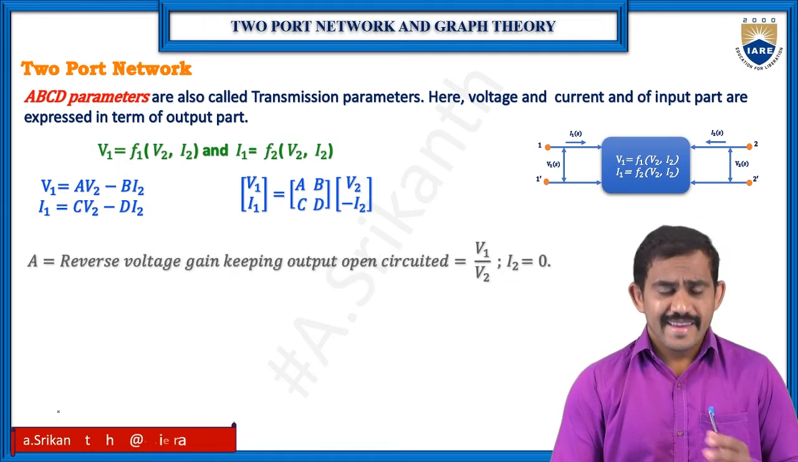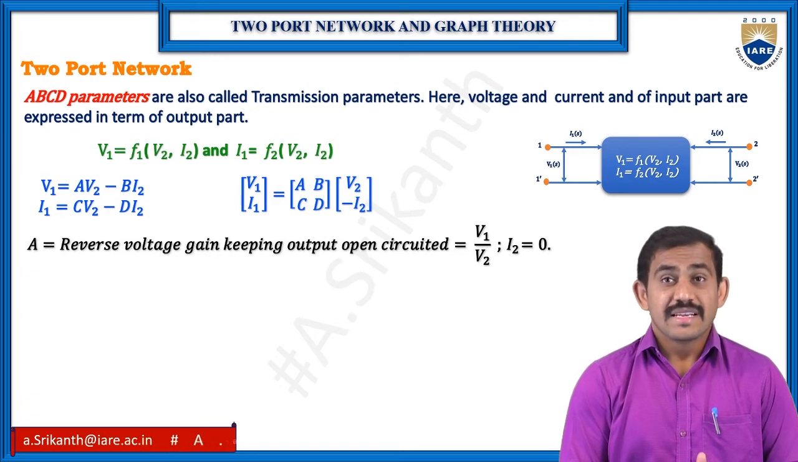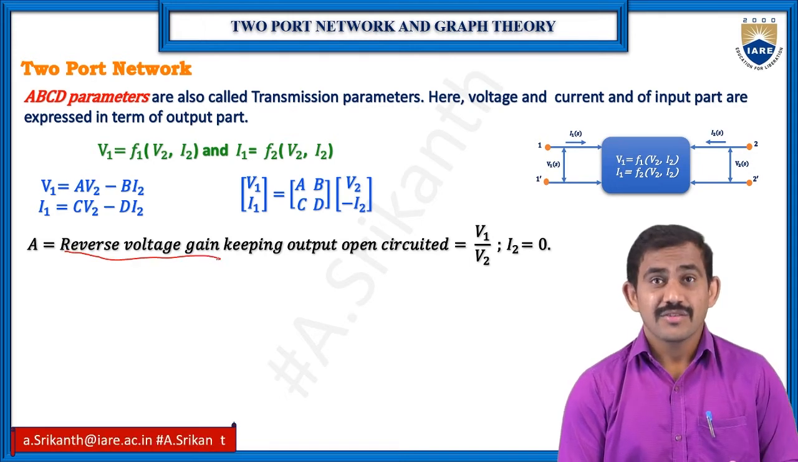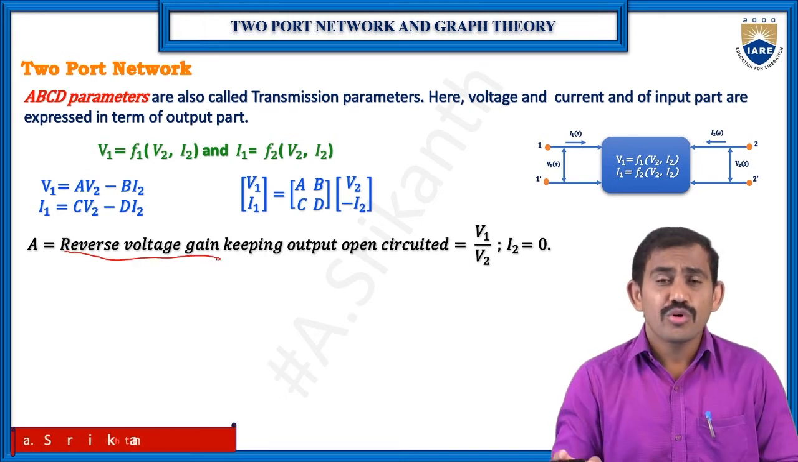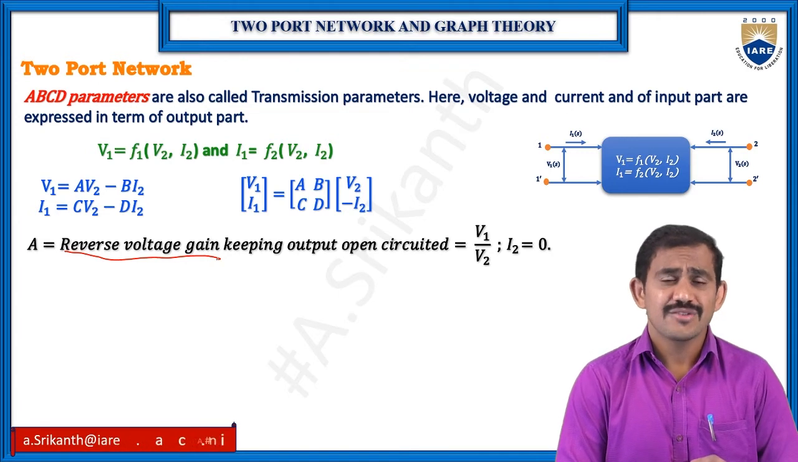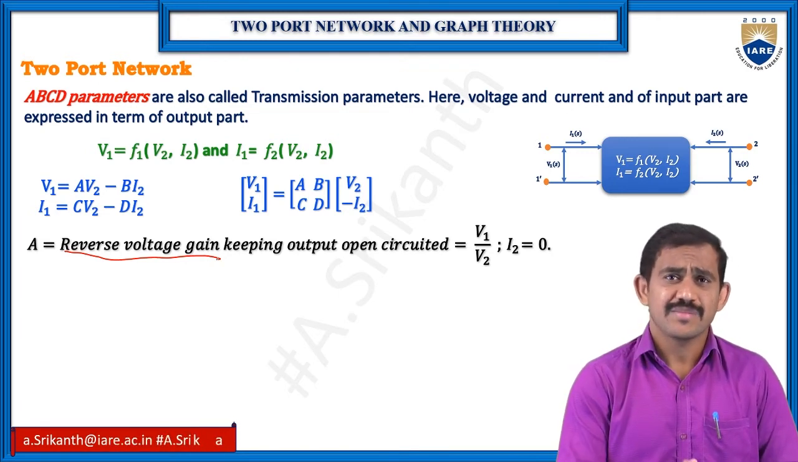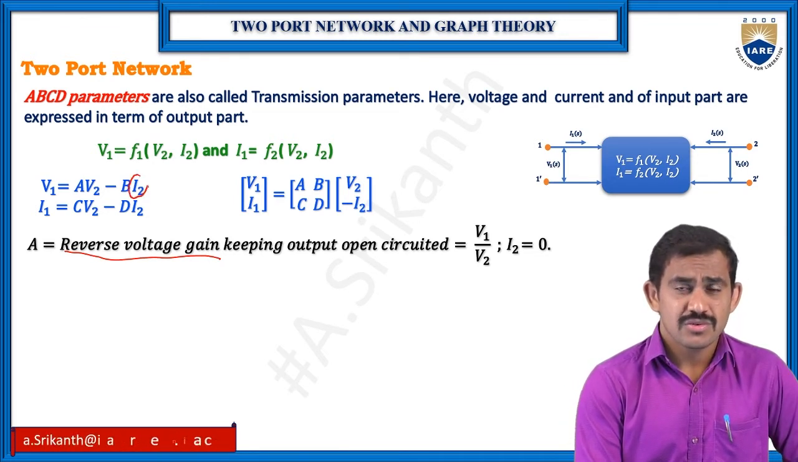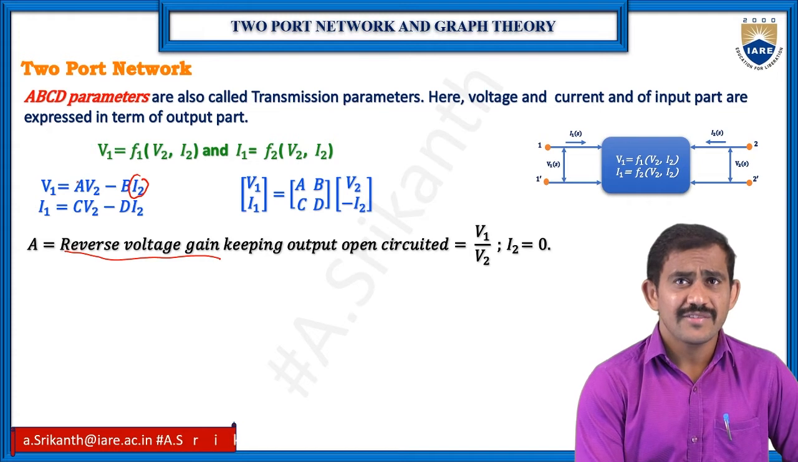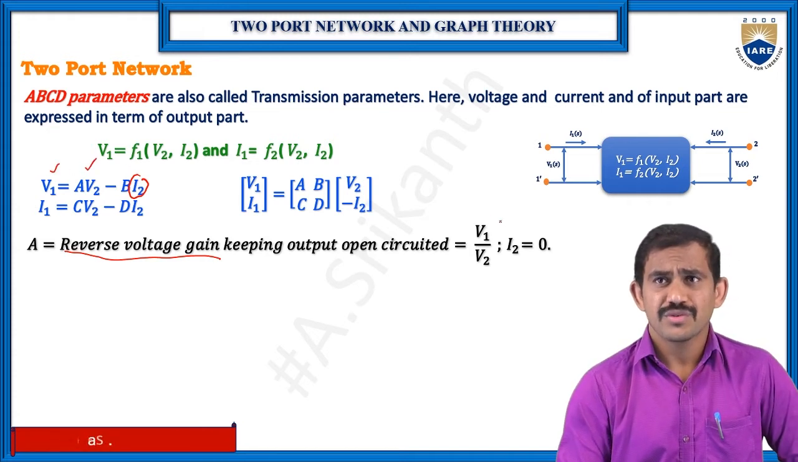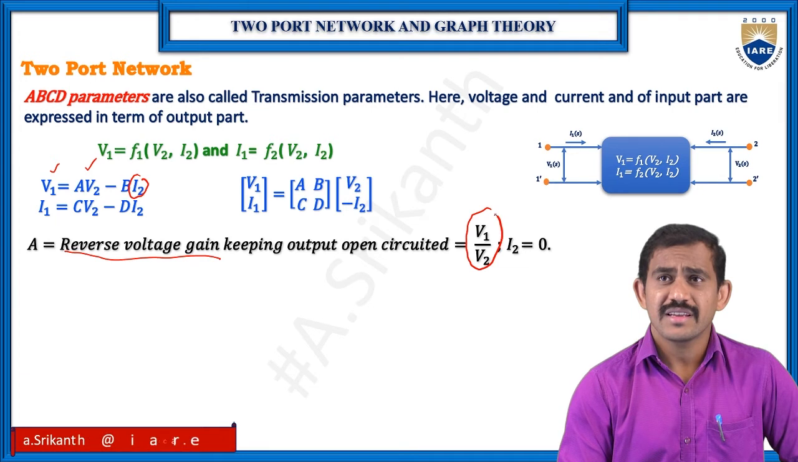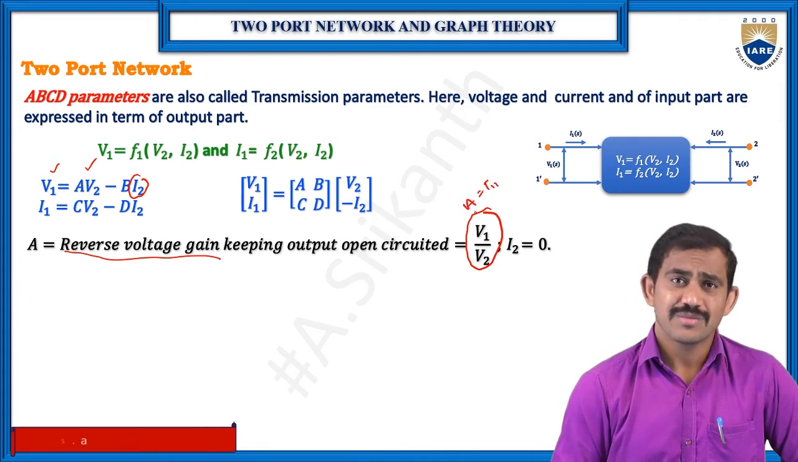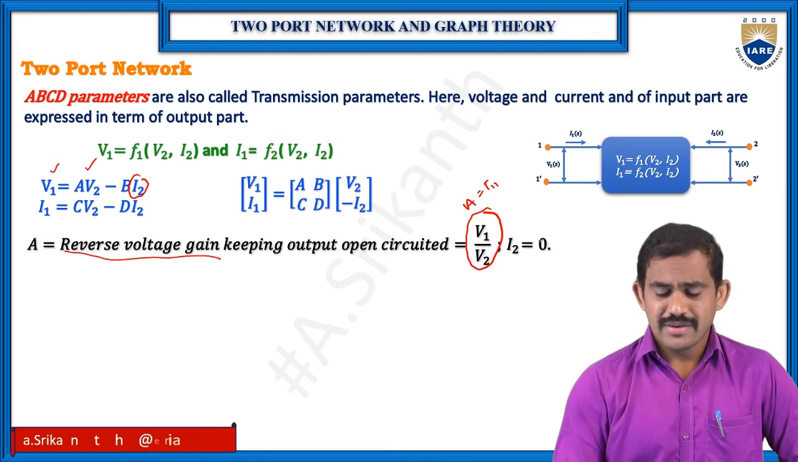So the A value means reverse voltage gain. In a two-port network, if I want to find the reverse voltage gain, you need to find the A value. A value means transmission line parameters. So for the A value, I2 is 0, so the second side is open, and you can find the A value as V1 by V2. So V1 by V2 is your A value, nothing but your T11 value. Transmission line parameter, primary side parameter, when I2 is 0.